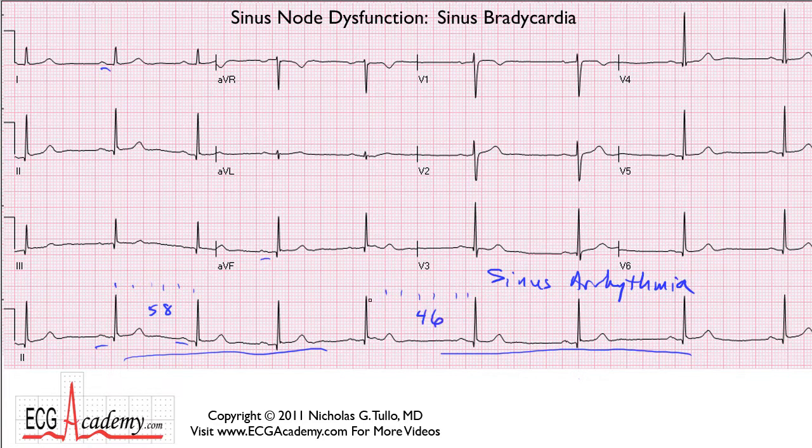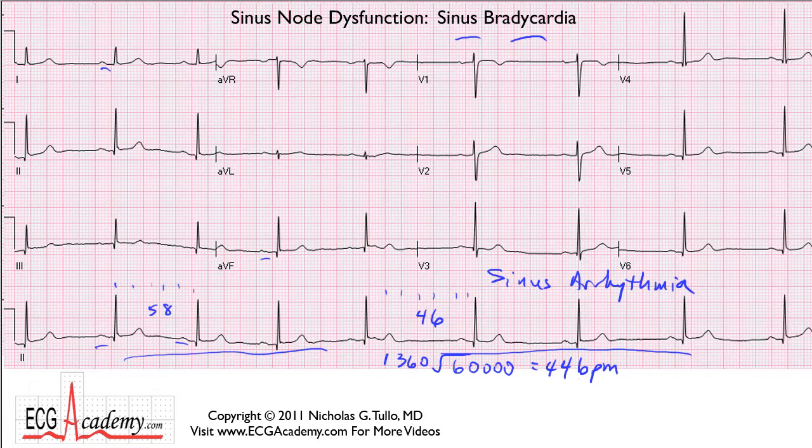If you felt like counting up milliseconds and dividing into 60,000, I get 1,360 milliseconds. If you divide that into 60,000, you get 44 beats per minute. So that's a little bit more precise. So you have this sinus arrhythmia going on, but overall the heart rate is indeed less than 60, so we would call this sinus bradycardia as well.